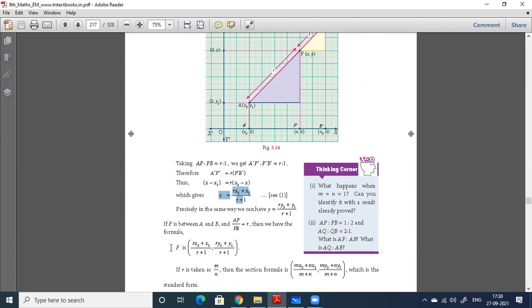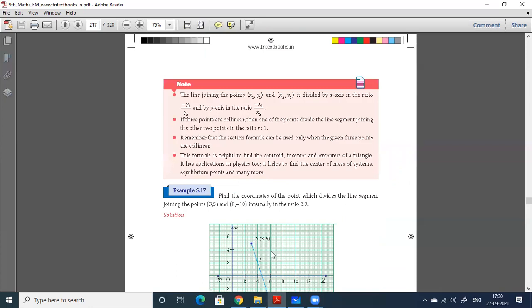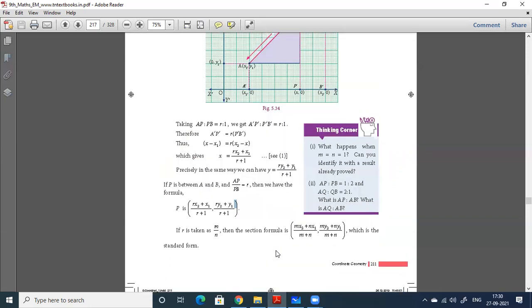So what is the point finally coming to? It's coming to (r x2 plus x1) by (r plus 1) and (r y2 plus y1) by (r plus 1). All the time you see the second point only is put first: x2 is put first and y2 is put first. You should remember that in your formula. I'm trying to help you remember the formula.